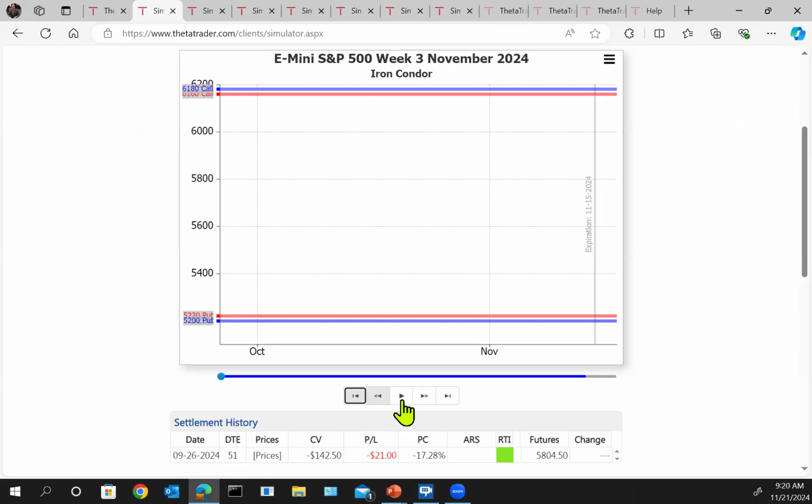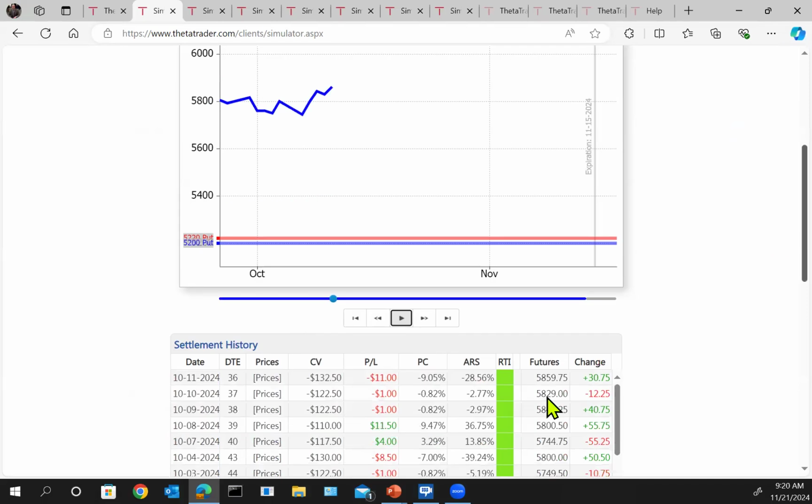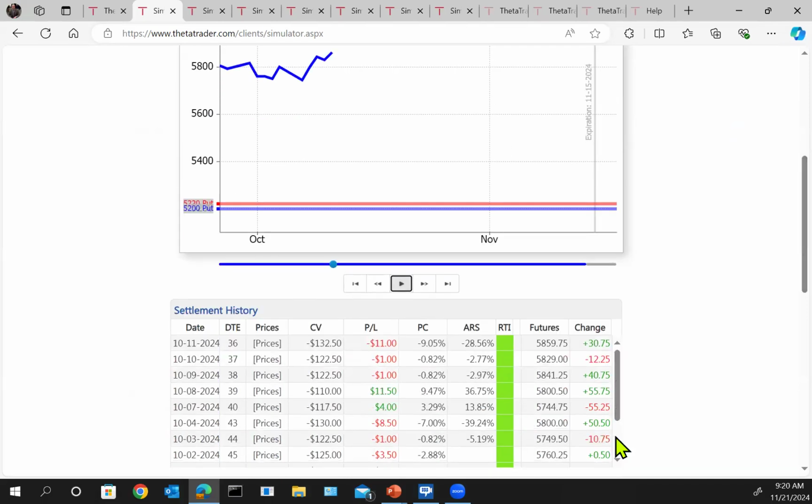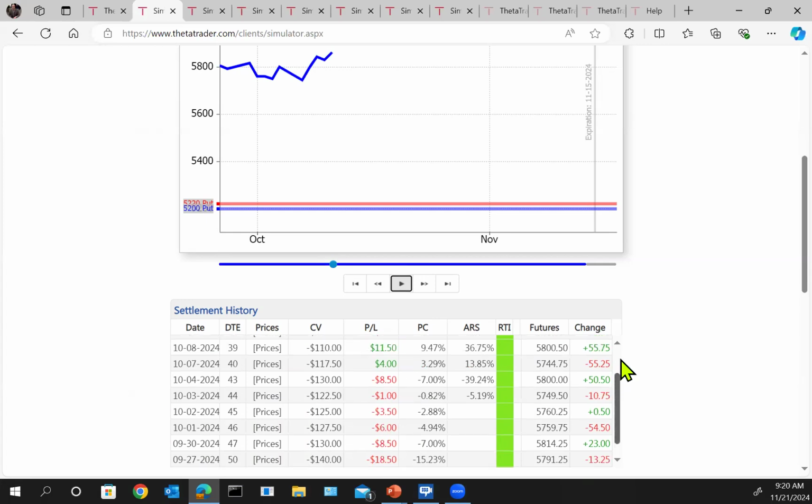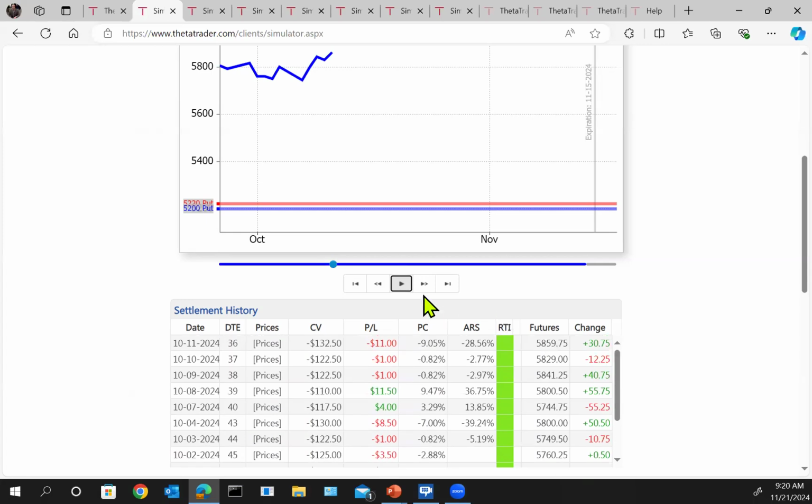And we can use these buttons here to go forward or backward in time. And you'll notice day by day here, this is the market price changing. You can see the green RTI, and green means good. It means do nothing. Just let the trade keep going. You can see the trade, the P&L, the profit and loss, a little bit negative at first, and that's normal because theta decay hasn't really had a chance to work yet. And we'll just go ahead and keep playing here.